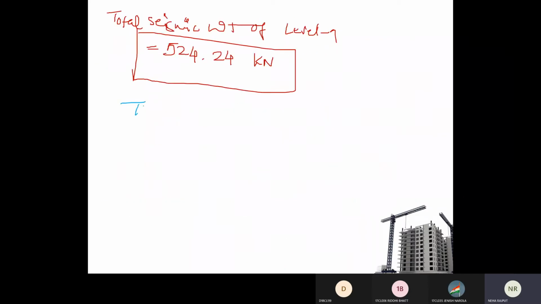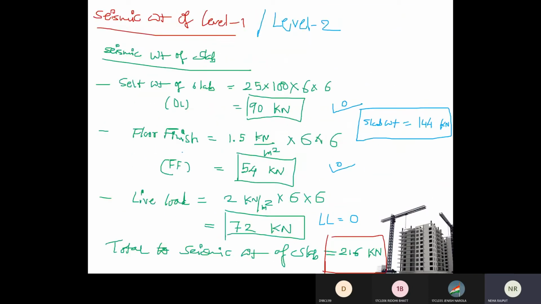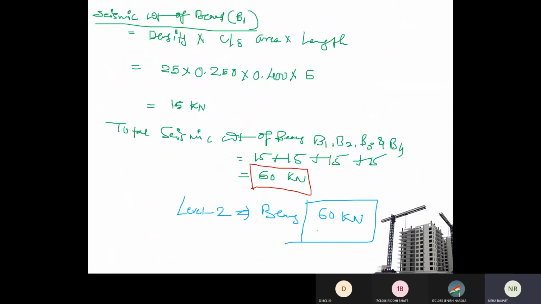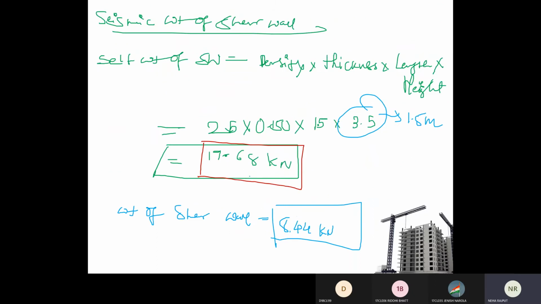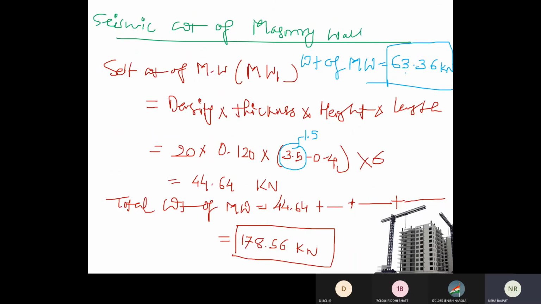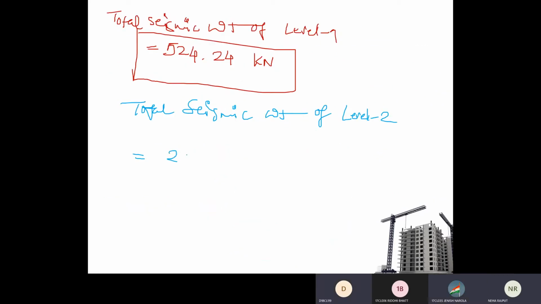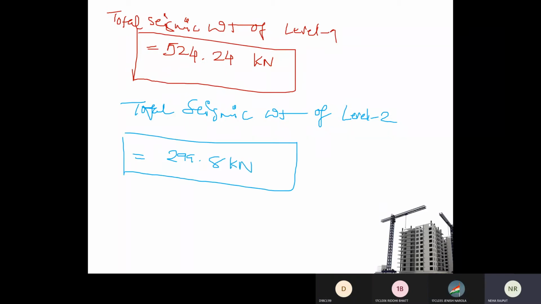Right. ચલો. Now I require total seismic weight of level 2. So that equal to, ચલો તમે કરતા રહેજો, 144 plus 60 plus 24 plus 8.44 plus 63.36. 299.8. Right. So this is your seismic weight of level 2.